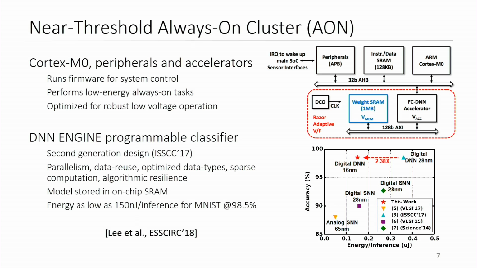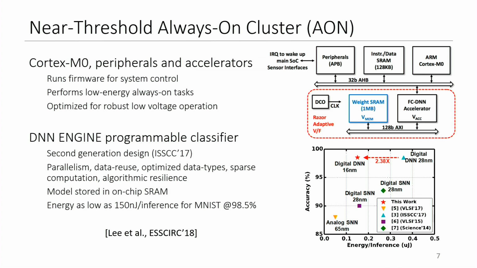It also has sensor interfaces to do continuous monitoring. And it runs firmware for the system, and it performs low-energy monitoring tasks, and it's heavily optimized for robust low-voltage operation, which is really important because we want to be using this regularly and we don't want to drain our battery. We also have an accelerator in there, so this is the DNN engine classifier.